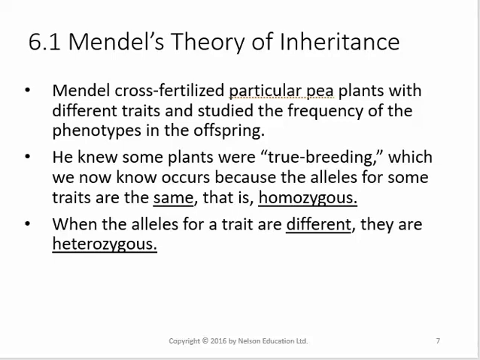So we now know that if it's a true breeding thing, then it's called homozygous, which means that both alleles are the same and it doesn't matter which allele is passed on. When the alleles are different, which they will be in that F1 generation, they are called heterozygous.